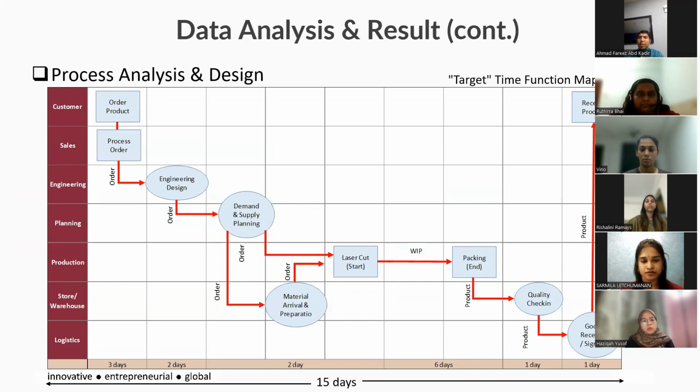Okay, the second one is based on process analysis and design. Our target for this table is to measure the time functioning mapping. It shows our order sequence from the customer until the logistics. This analysis is important to measure our lead time of the fabrication from receiving the order until it reaches the customer side, which means it takes around 15 days. Next.